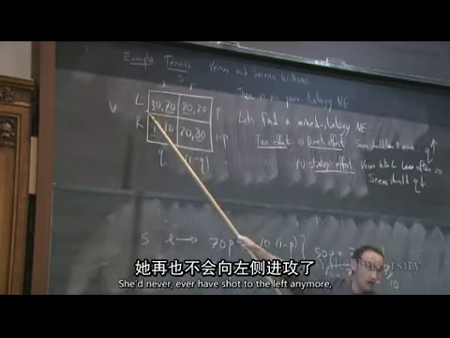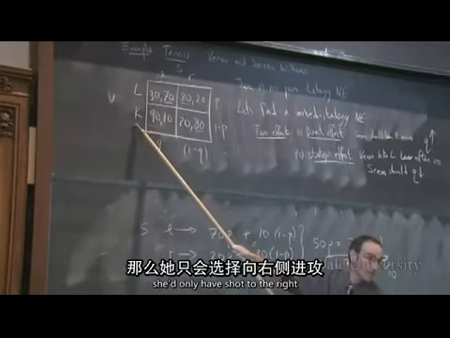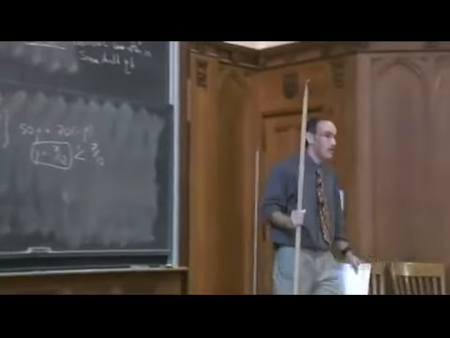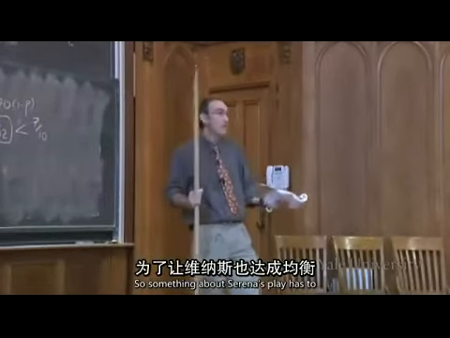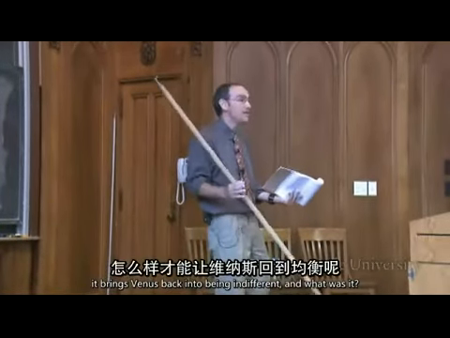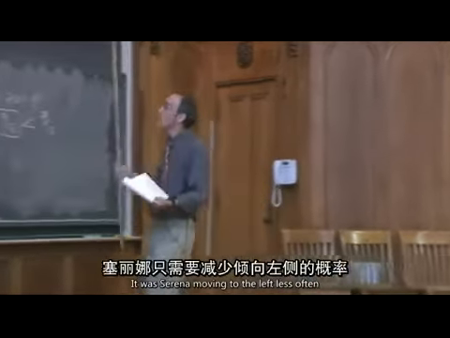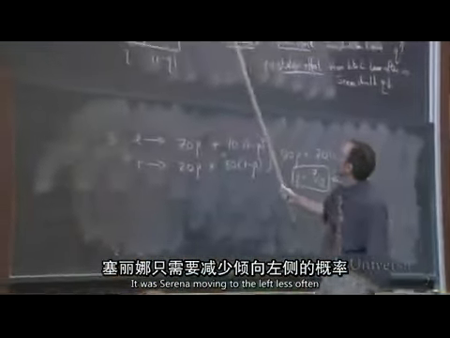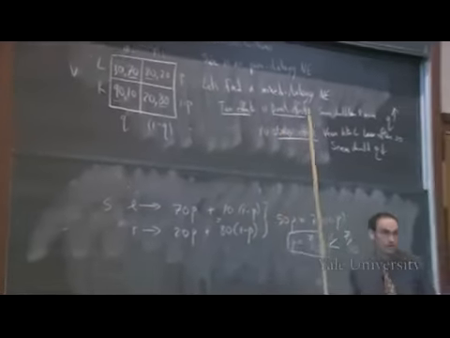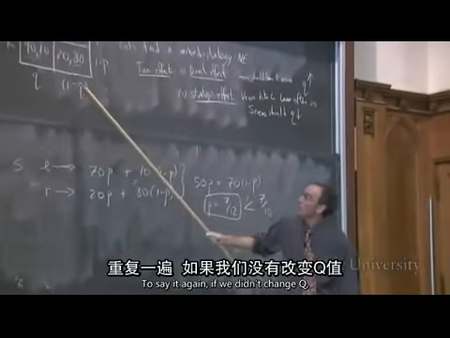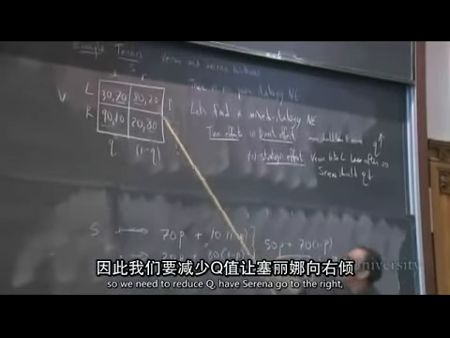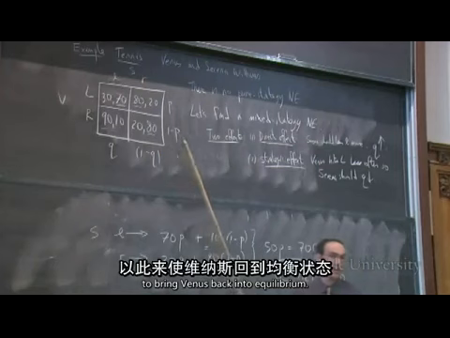She'd never ever have shot to the left anymore. She'd only have shot to the right, which can't possibly be an equilibrium. So something about Serena's play has to bring Venus back into equilibrium. It brings Venus back into being indifferent. And what was it? It was Serena moving to the left less often and moving to the right more often. All right, so again, if we didn't change Q, Venus would only go to the right, so we need to reduce Q, have Serena go to the right, to bring Venus back into equilibrium.